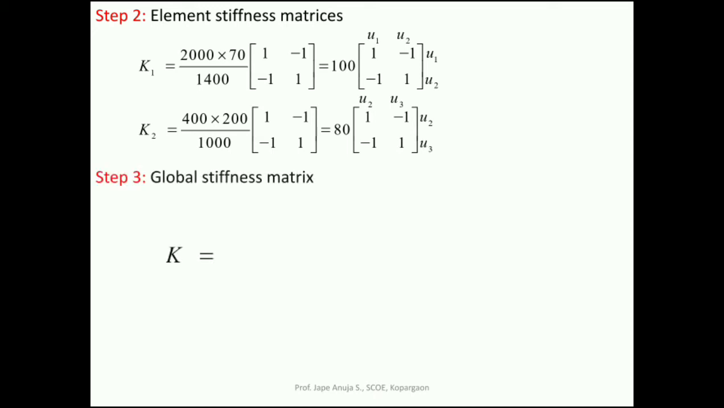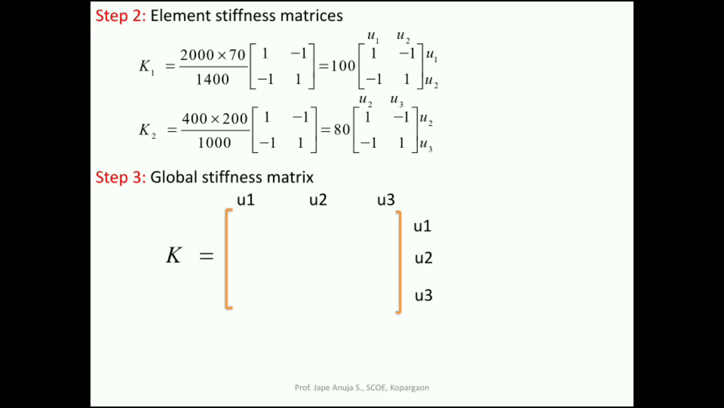Now after this you have to assemble the global stiffness matrix. Assembling the global stiffness matrix is a very important step. So here K equal to, now first you draw the matrix, then write down the displacements.